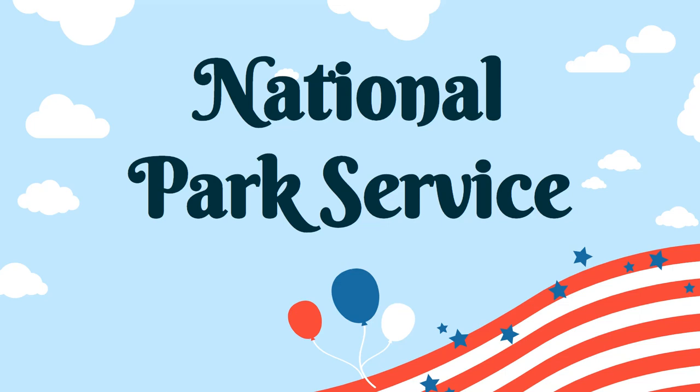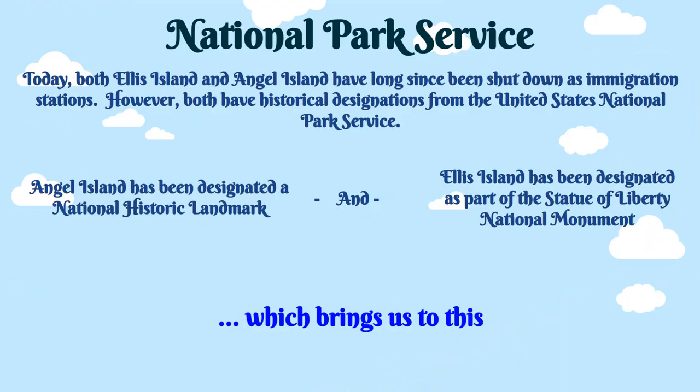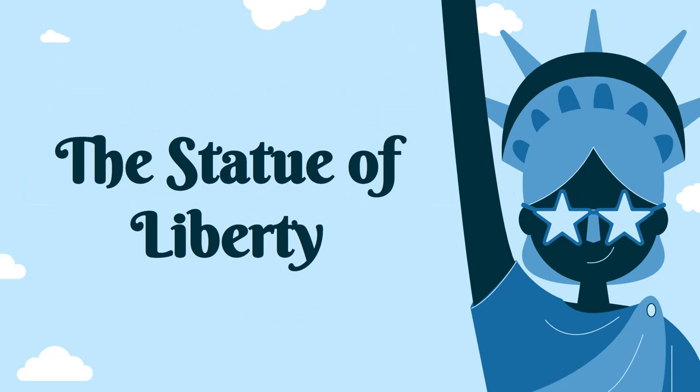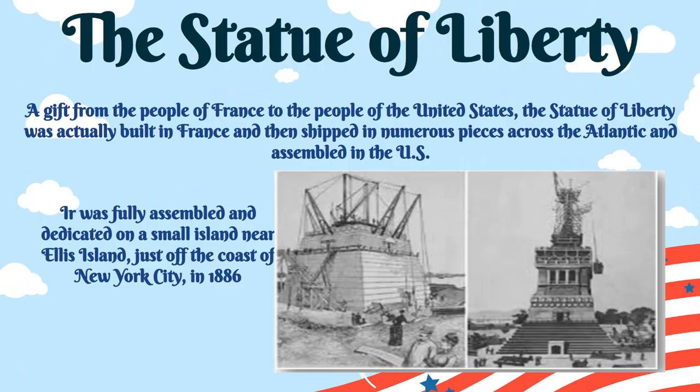Okay, now let's talk about the National Park Service. Today, both Ellis Island and Angel Island have long since been shut down as immigration stations. However, both have historical designations from the United States National Park Service. Angel Island has been designated a national park landmark, and Ellis Island has been designated as part of the Statue of Liberty National Monument. Which brings us to this, the Statue of Liberty.